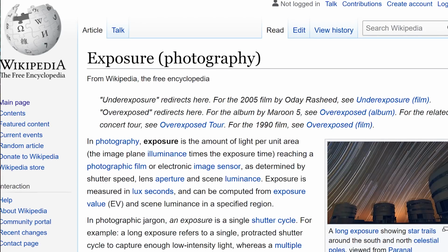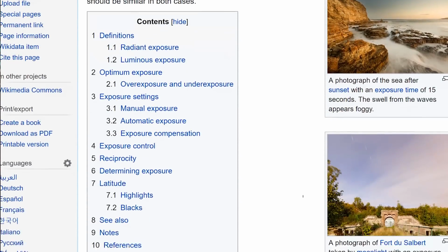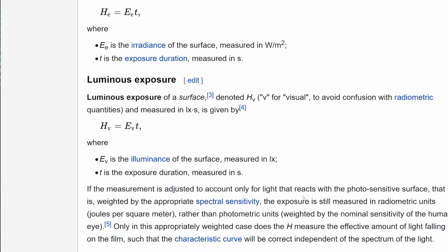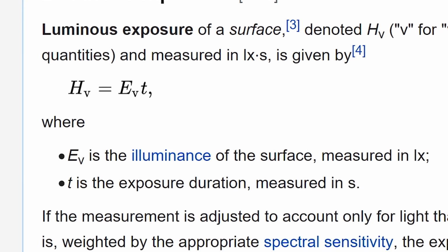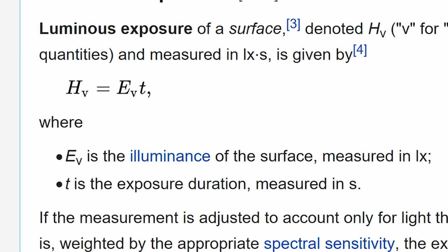Let's turn to another conventionally unreliable resource, Wikipedia. Search for exposure photography, and we get this long page. The very first section in definitions, we get this formula for luminous exposure. That's exposure based on the light that we can see, not all light energy, which is radiant exposure. The formula is H_v equals E_v times t, illuminance of the surface measured in lux, and the exposure duration measured in seconds. Again, that sounds like scene luminance, ND filters, and aperture, with shutter speed defining the duration.